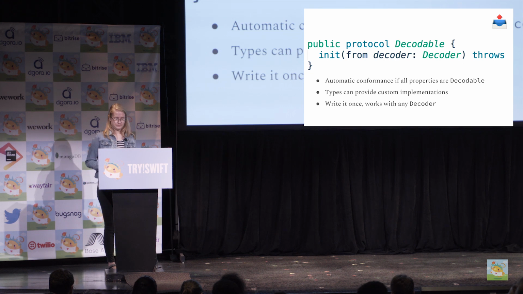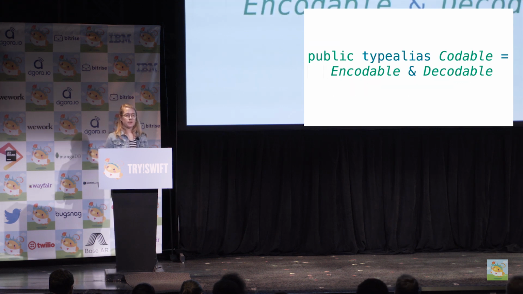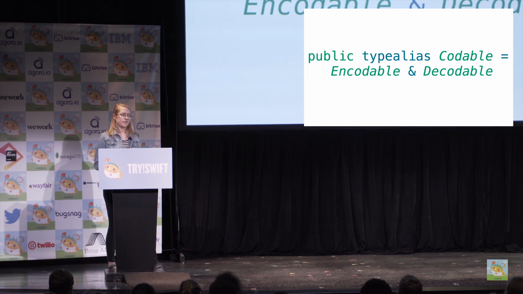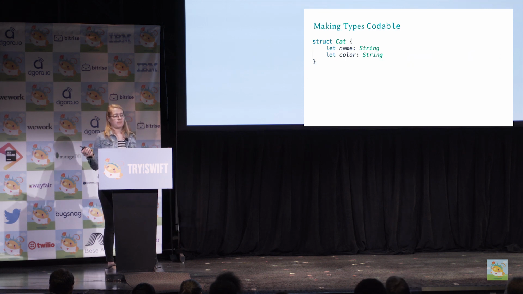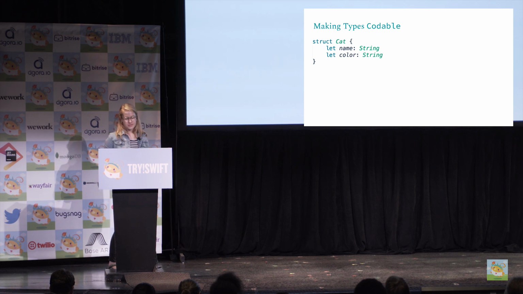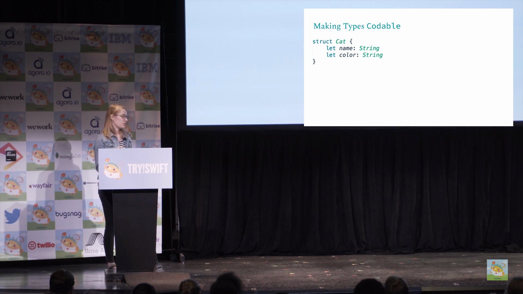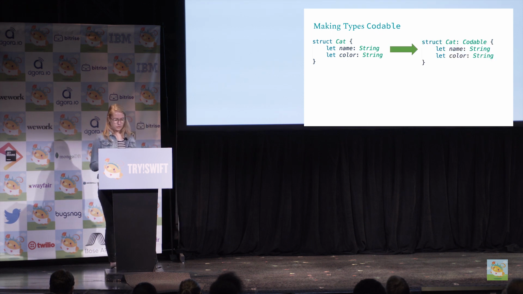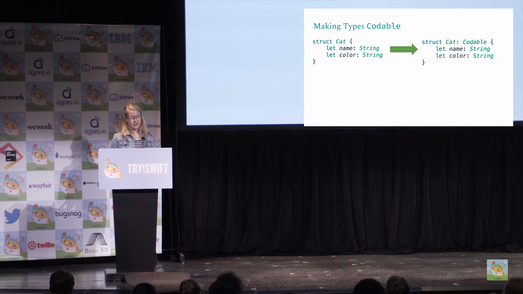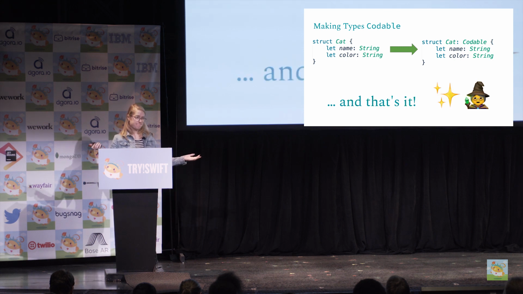So that's pretty cool. It's pretty common you want to be able to go both ways with your data types, both encode and decode them. So the standard library actually contains this type alias Codable, which means Encodable and Decodable. So how do you actually make a type Codable? Let's start off with a simple example of a cat, which stores two properties, a name and a color, which are both strings. If I want to make this type Codable, all I really need to do is edit the declaration to make it Codable. And that's it. Now it's Codable.